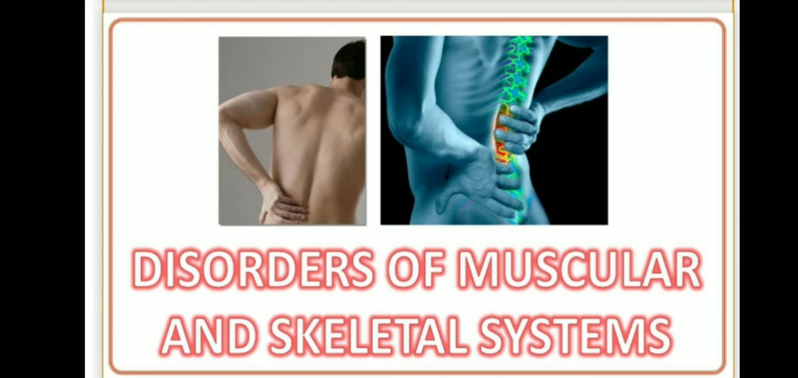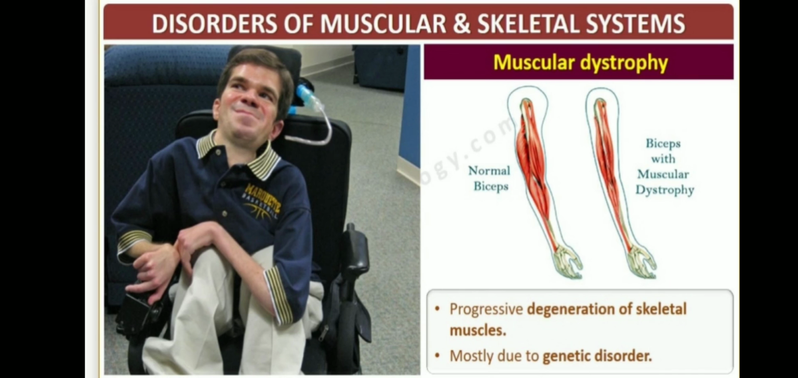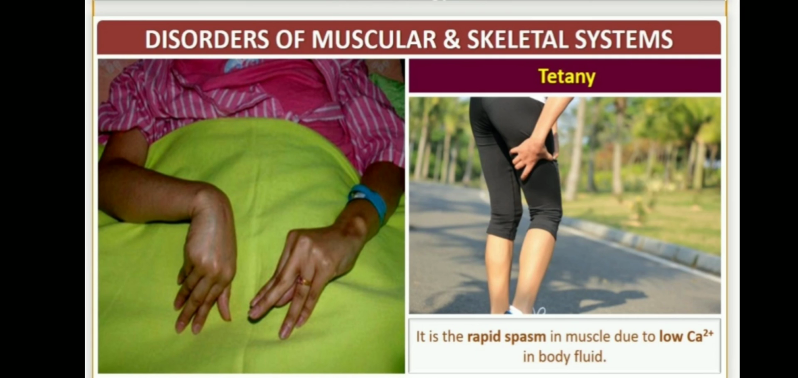Now let's talk about disorders of muscular and skeletal systems. The first one is myasthenia gravis, an autoimmune disorder affecting the neuromuscular junction leading to fatigue, weakening and paralysis of skeletal muscle. Next is muscular dystrophy. What happens? Progressive degeneration of skeletal muscle, mostly due to a genetic disorder, takes place in this kind of disorder. The third one is tetany, that is rapid spasm. Spasm means wild contractions in muscle due to low calcium ions in body fluid.